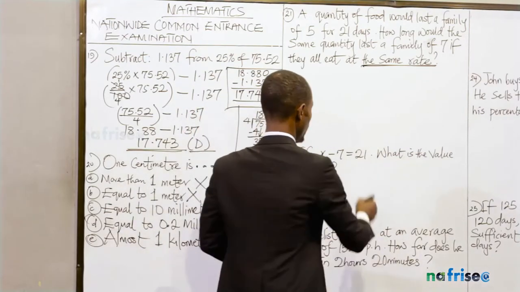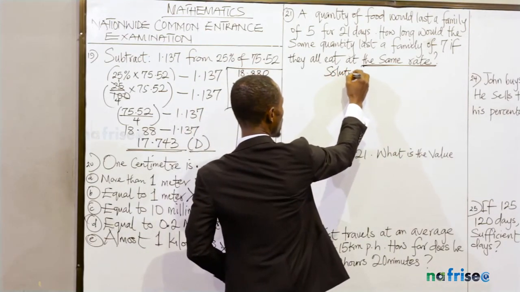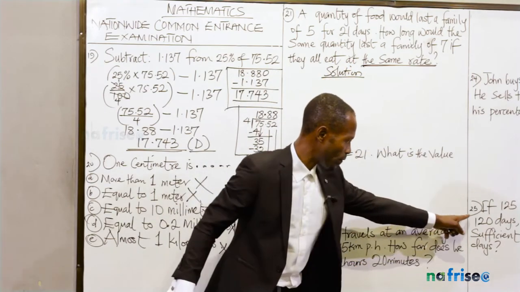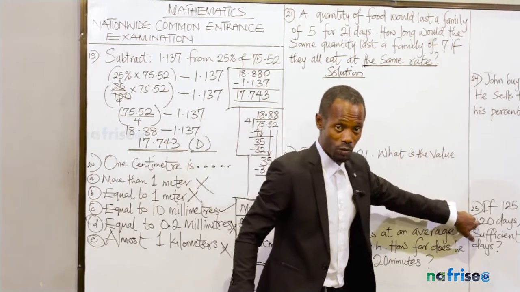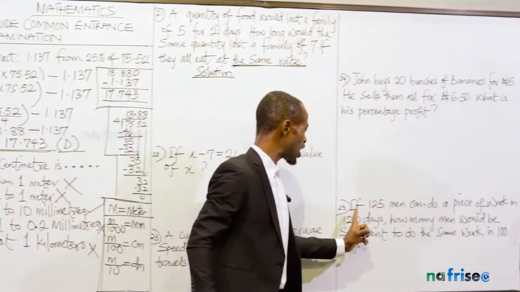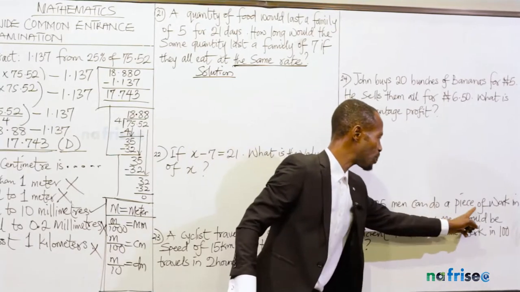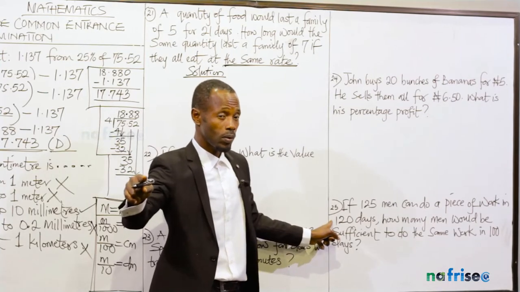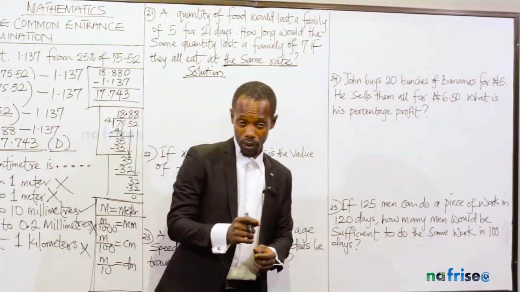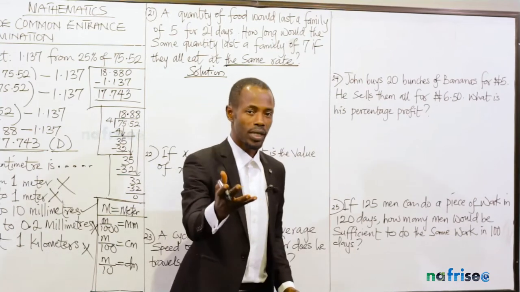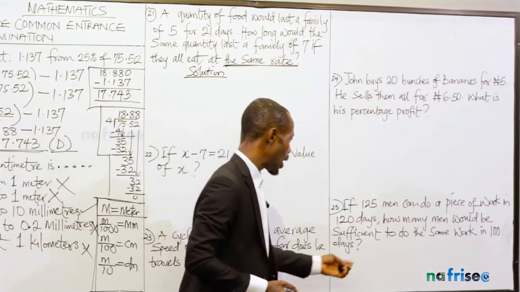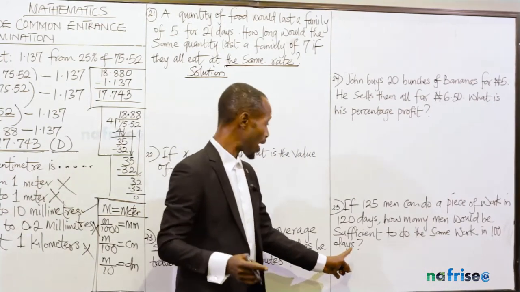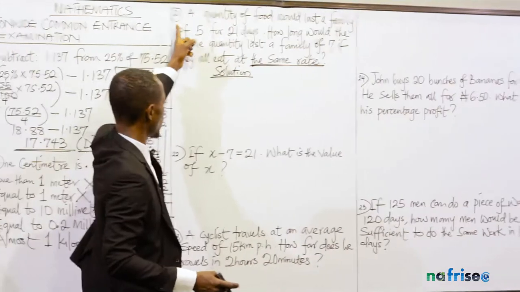So this is how you solve this indirect proportion. And I also have a question here, number 25. Let me relate you to number 25 before I solve it, but we're going to use the same method. They said, if 125 men can do a piece of work in 120 days, 125 people did a job, maybe a construction job, for 120 days. How many men will be sufficient to do the same work in 100 days? What applies to 25 applies to 21.